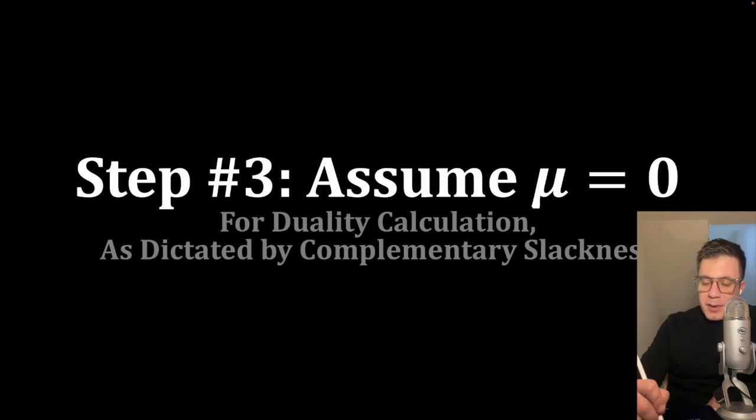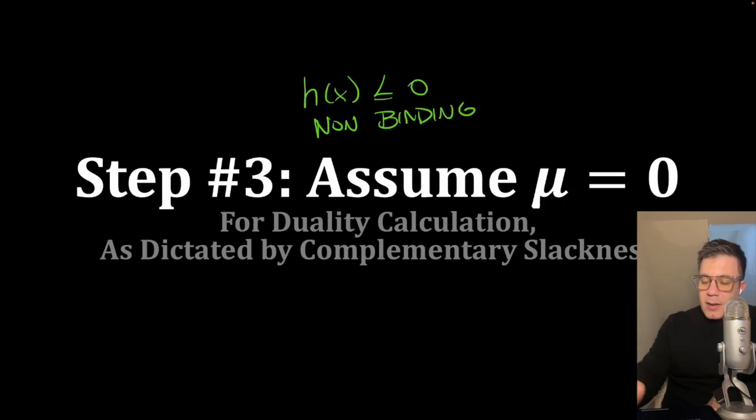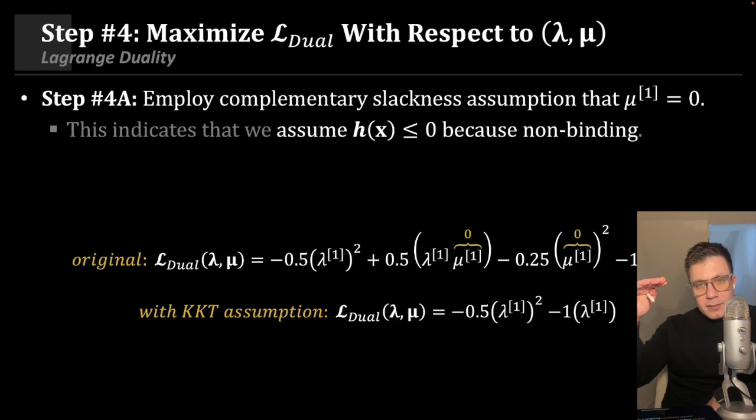So now we're going to flip it. We're going to assume that h of x is less than or equal to 0. It's non-binding. Okay, and in order to maintain complementary slackness, mu must be equal to 0. So we have to restart from step 3 and reperform the same step 4, step 5, and step 6.